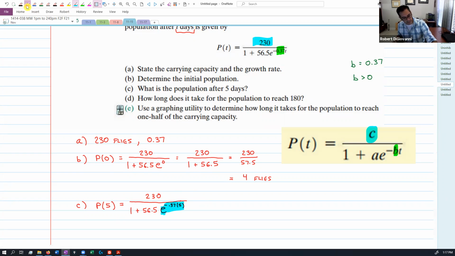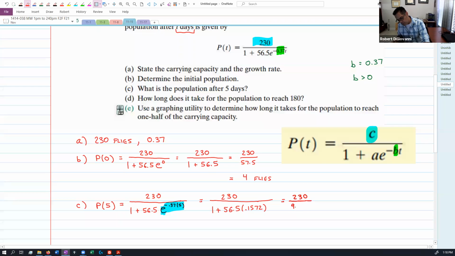And so I have here 230 over 1 plus 56.5. And then e raised to that, I got 0.1572. I'm going to go 4 decimal places. And then I multiply that 0.1572 times 56.5. And then I'm going to add the 1. So I'm doing all of the denominator now at one time.